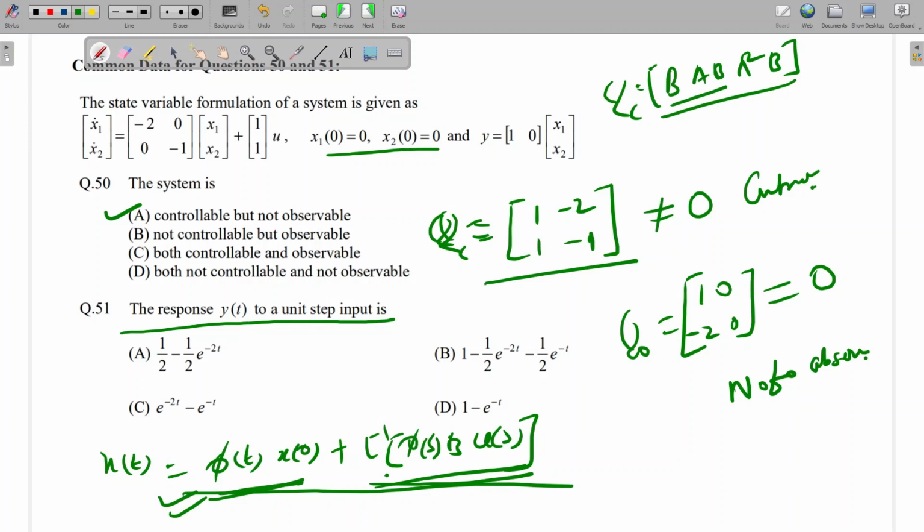Hello. Should we solve this one? Can anyone reply?